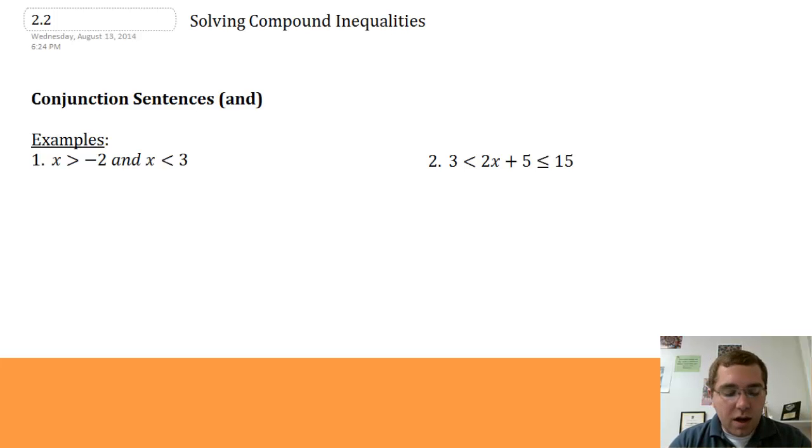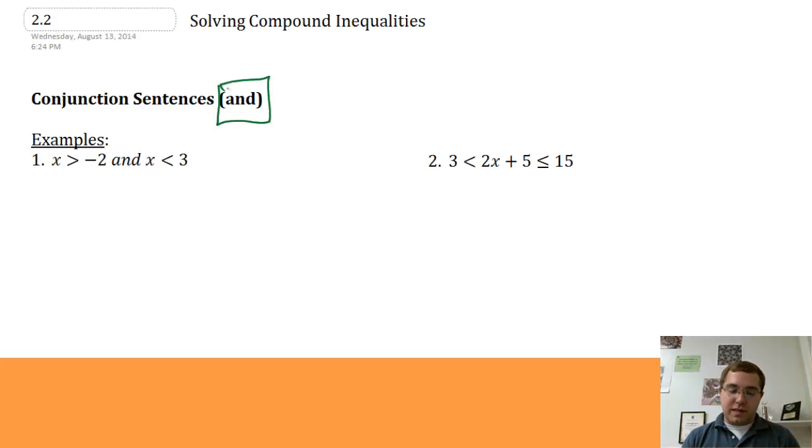And the first type are called conjunction sentences, which makes it sound like we're in English class. In a way I guess we are, because these are sentences formed with the conjunction and. So conjunction sentences are "and" compound inequalities. And we can write them in two different forms. We can write them as two inequalities with an and in the middle, and we can write them as one three-part compound inequality like number 2 is.